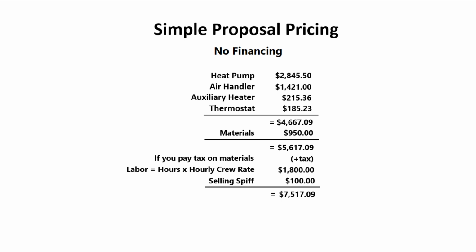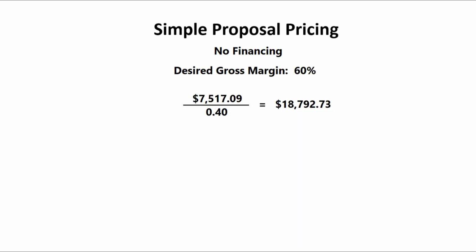Next, the total is divided by a decimal number to get the desired margin. The number used here will depend on several factors, which we will get to next. For this example, we want a margin of 60%, so we will divide by 0.4. Since we are not offering buy-down financing in this example, and we don't add a percentage to cover credit card fees, this will be our selling price.